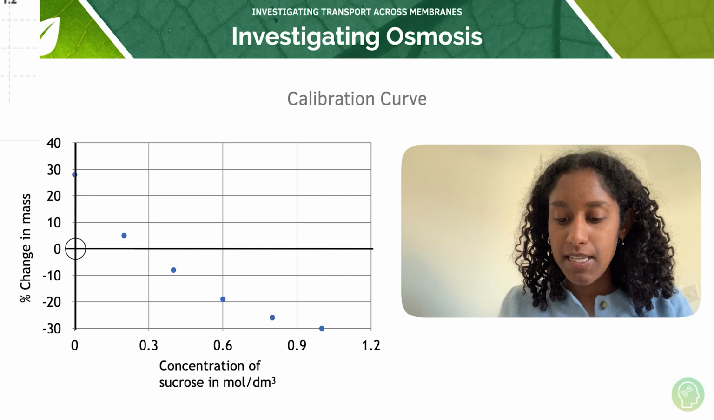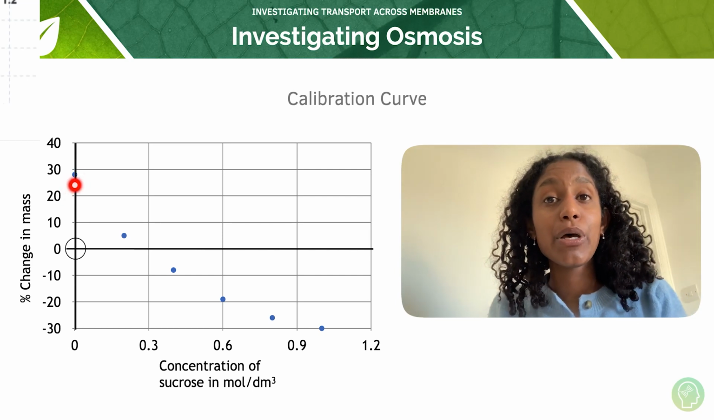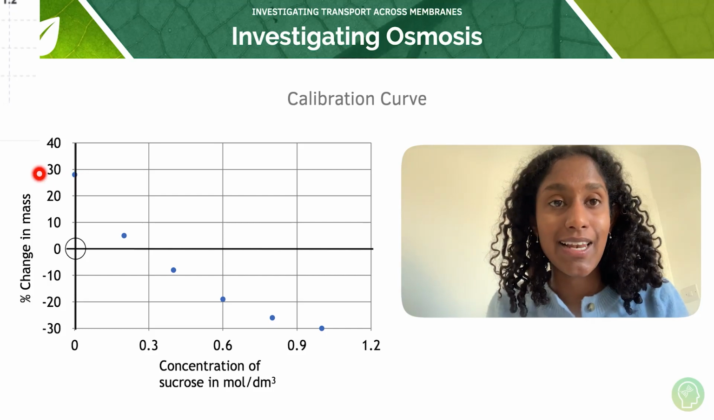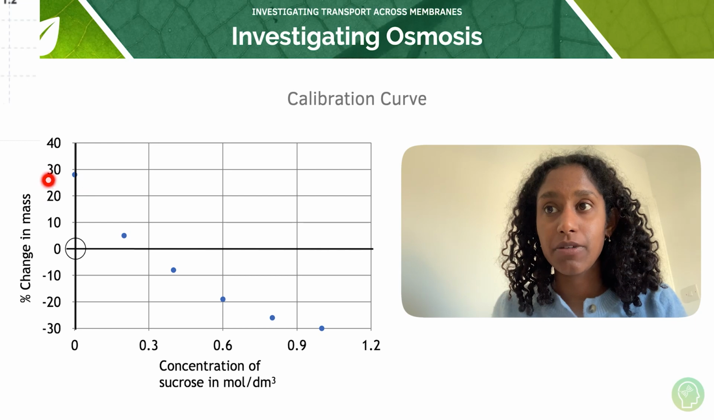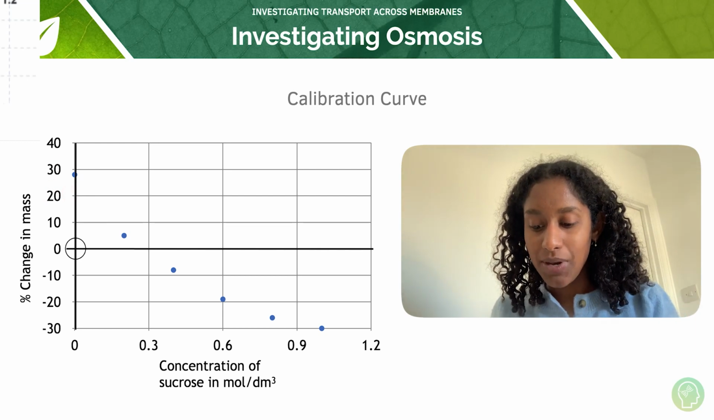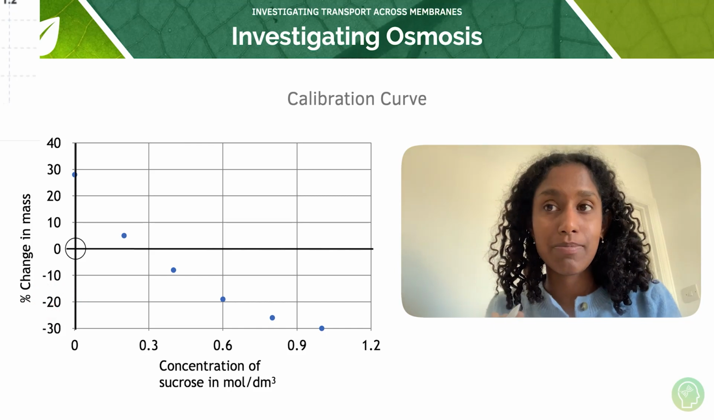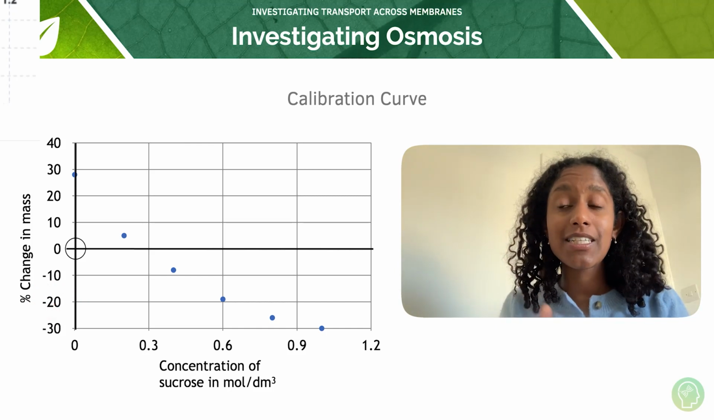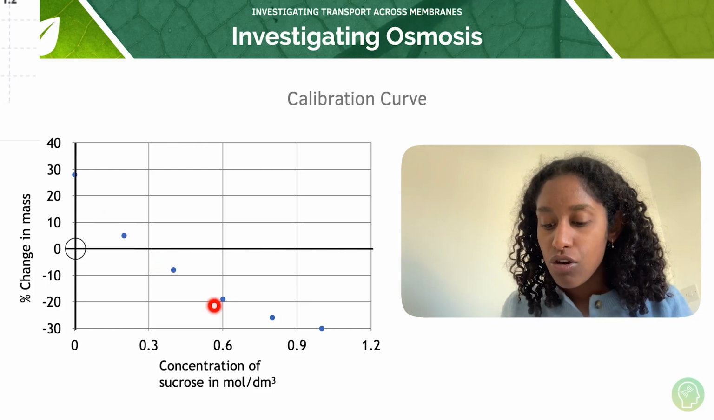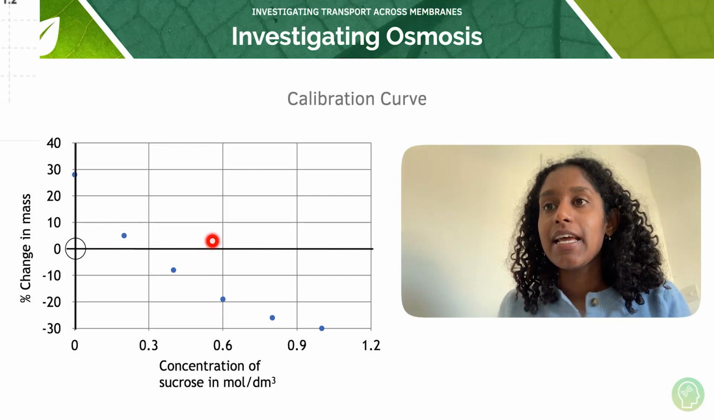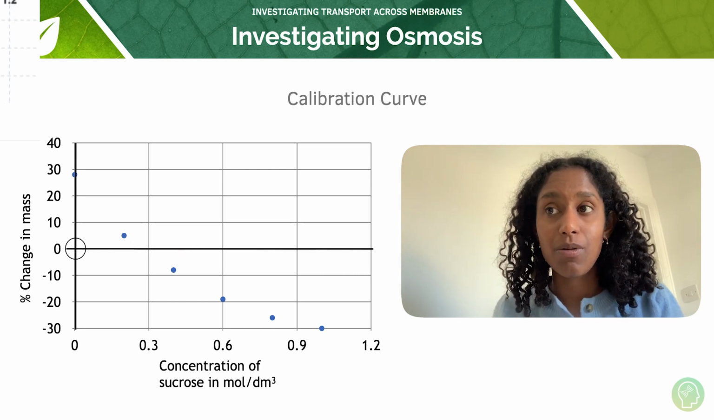If we're plotting a percentage change in mass up here, that means that our potato has put on mass because it's a positive value. So the potato has put on mass having been in that solution. Whereas if we're plotting a point down here, we've got a negative change in mass. Our potato has lost mass. So in turn, that also means that the point at which the curve crosses the x-axis is when the sucrose solution is isotonic with the potato samples.